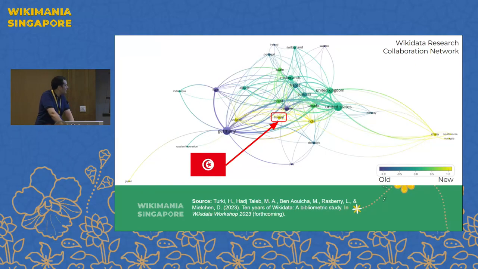Unfortunately, that's the situation. If you see here, the blue nodes in the map are the old ones, and the yellow is the new ones. This is the Wikidata Research Collaboration Network. You can see that Germany, Italy, and the United States actually joined later. So all these have traditions in Wikimedia research. But when it comes to BRICS, they are quite recent. They came first, and then they grabbed the African countries later to work with them on Wikimedia-related research.